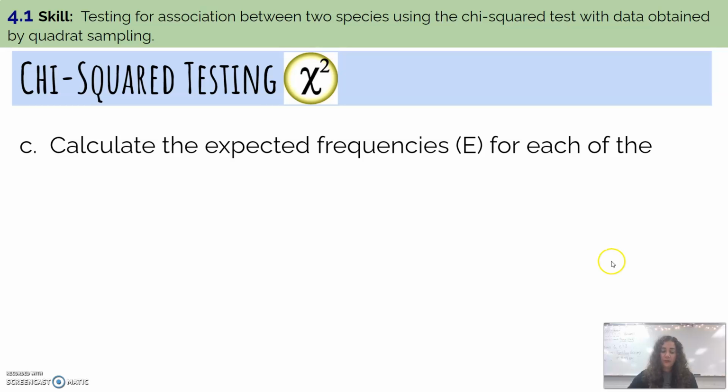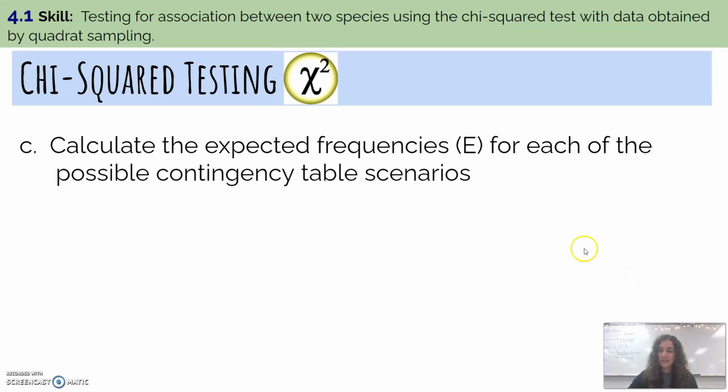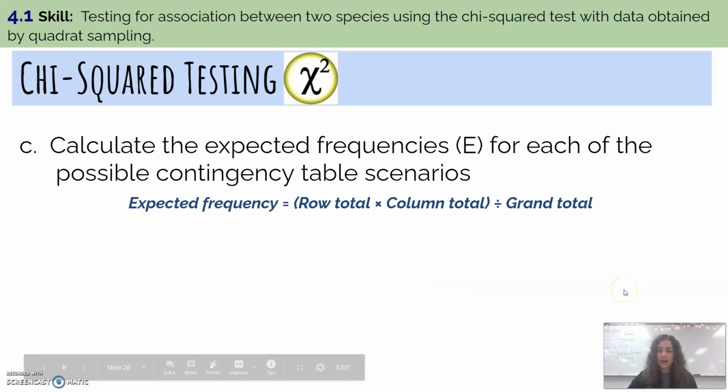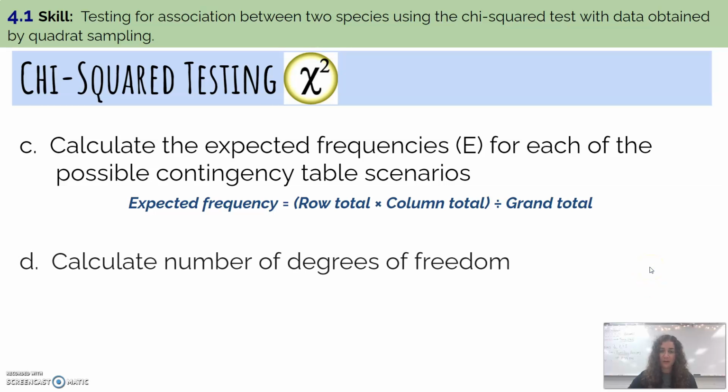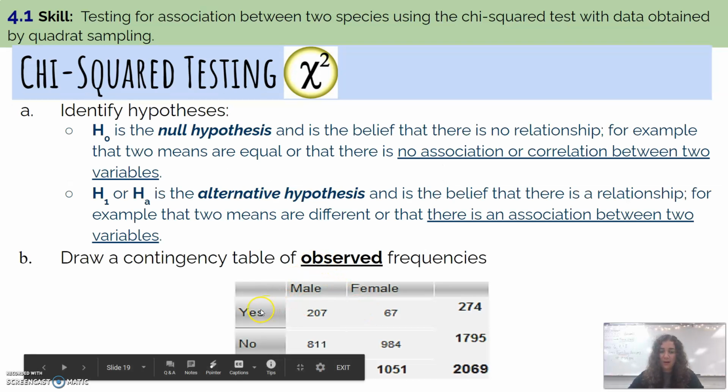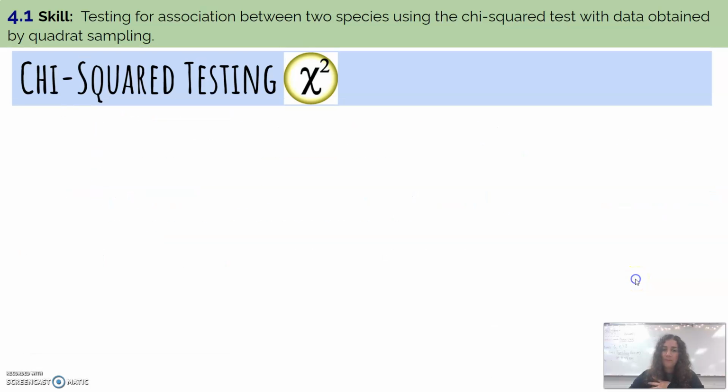After you get the observed frequencies in a data table, you're going to calculate the expected frequencies, or capital E, for each of the possible contingency table scenarios. There's an equation here, as you can see on the slide. It's the row total times the column total, and then you take that number and divide it by the grand total. Just to back up and look at this table, you can see that we have a row total times the column total, and then it would be divided by the grand total in the bottom right-hand corner.